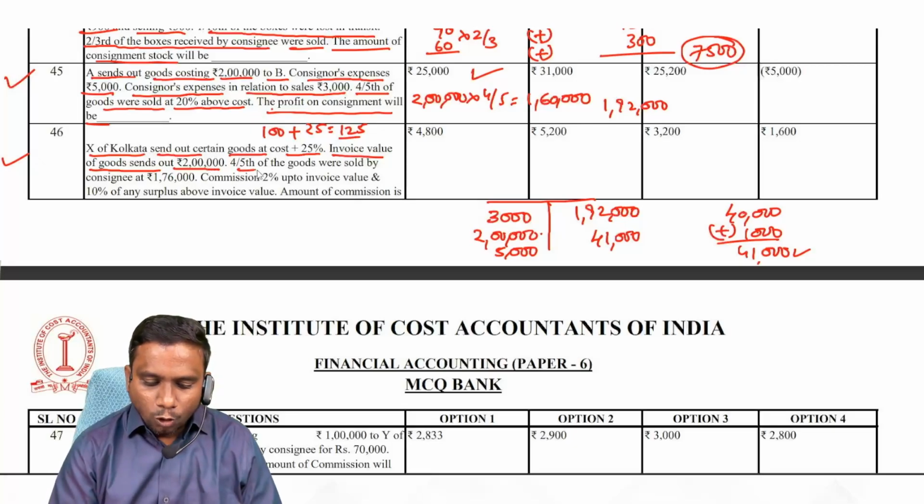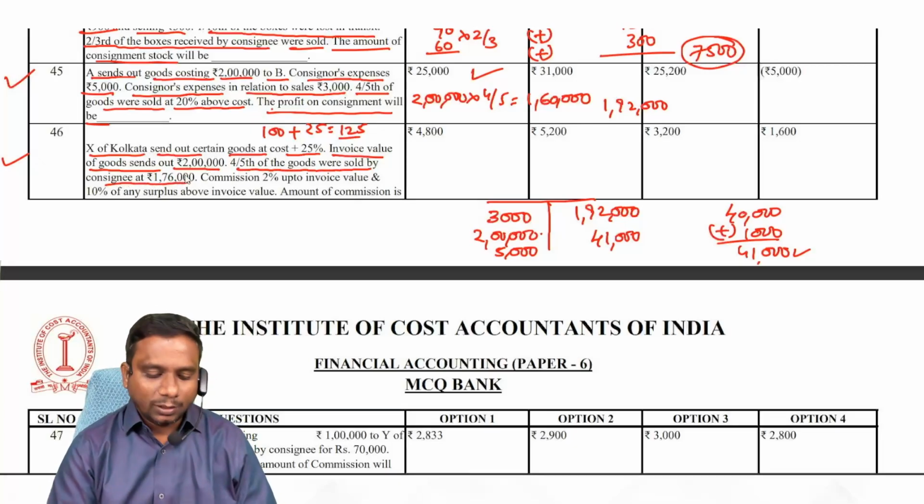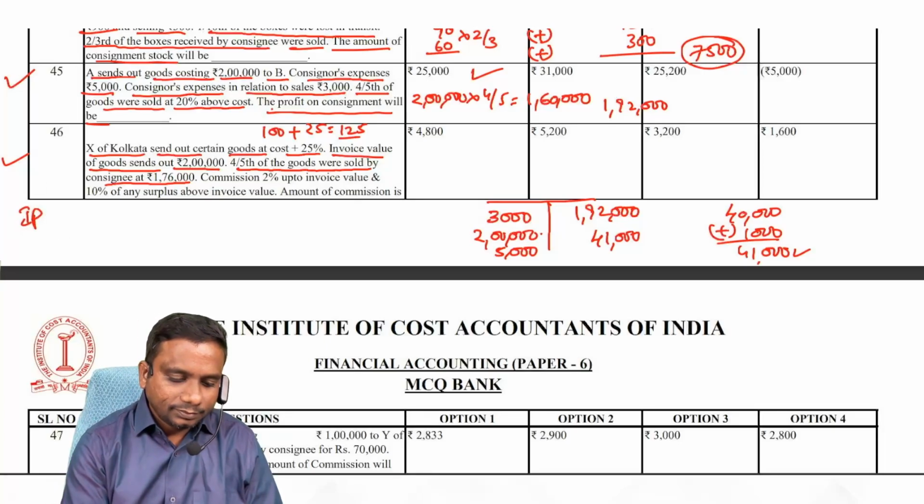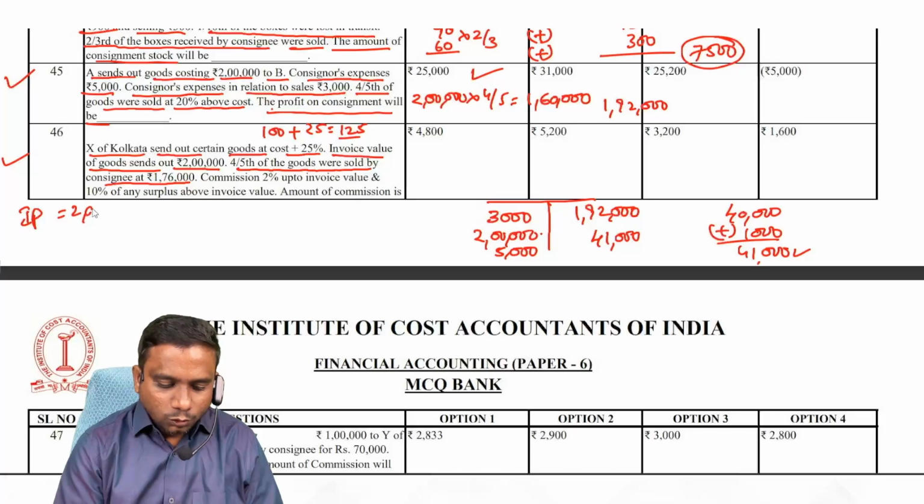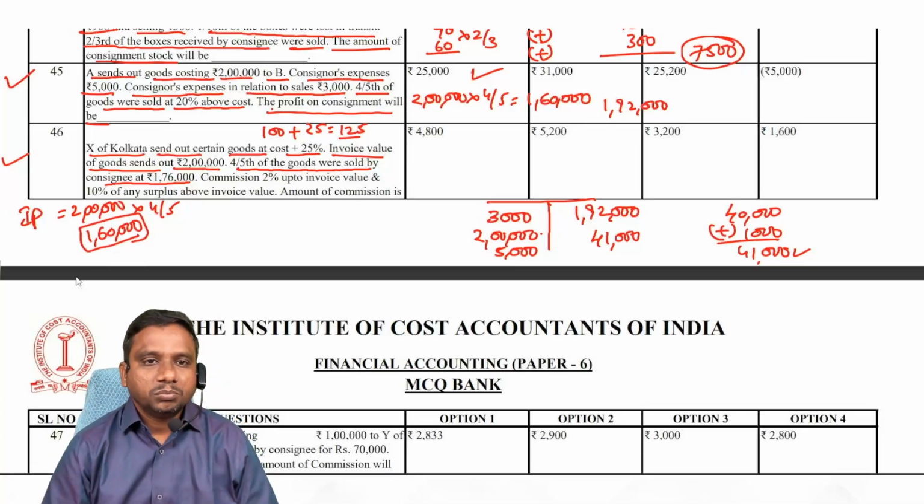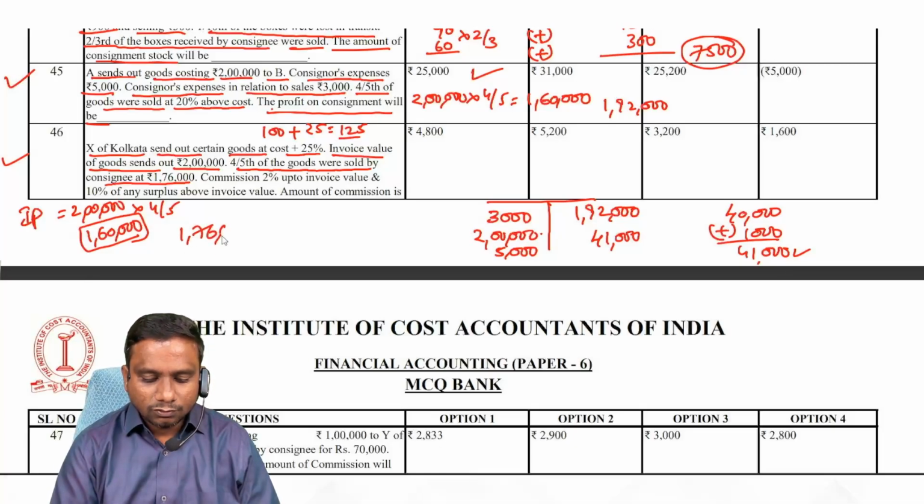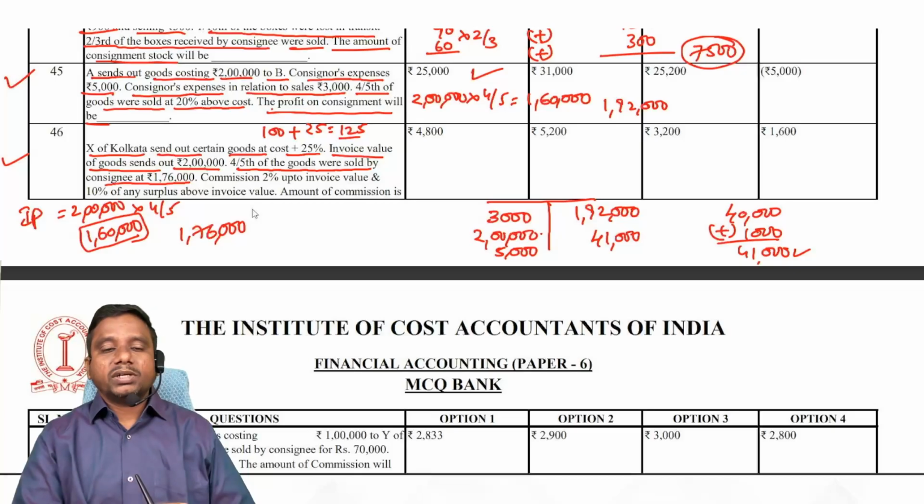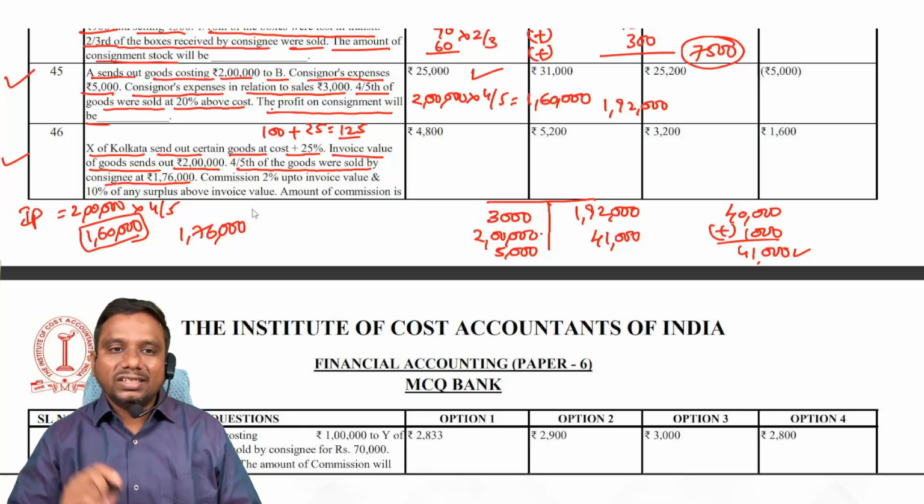Fine. 4/5 of the goods were sold by the consignee at 1,76,000. Observe, the invoice price of goods is 2 lakhs. Out of them he sold 4/5, means 1,60,000. This is the invoice price of goods sold. But he sold it for how much? 1,76,000. So 1,60,000 worth of invoice price of goods he sold for 1,76,000 rupees.